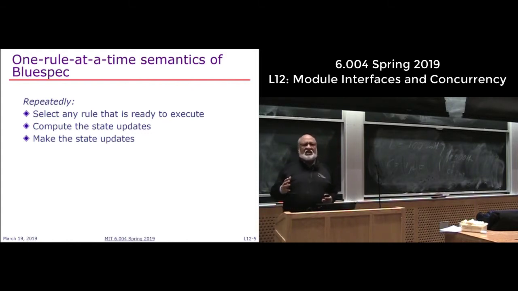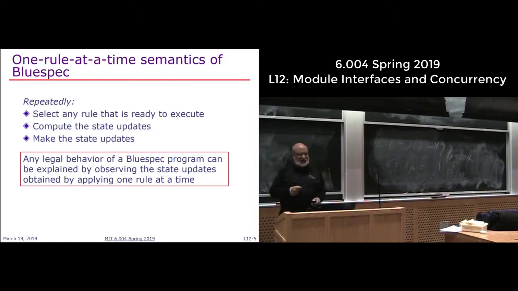We call these semantics one rule at a time semantics. Why? Because if a behavior you observe on your machine cannot be explained in terms of one rule at a time, it's an illegal behavior. There is some problem in the implementation. The way Bluespec is set up right now, it will be a compiler error. So when the compiler tries to execute many rules together, it will make sure that the final answer conforms to some sequential execution of the rules.